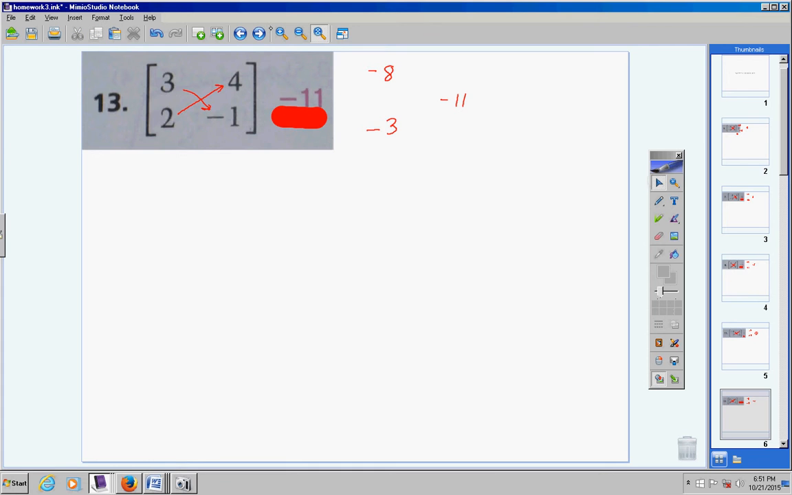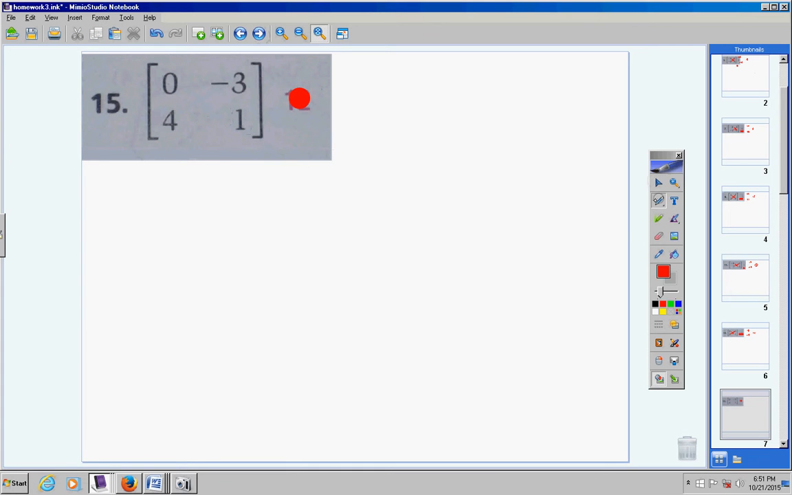Negative 11. Number 15. Let's multiply diagonally up. That gives you a negative 12, so we're going to put a positive 12. Always change the sign when you multiply up, and then when you multiply down, never change the sign. 0 times 1 is 0. We're going to combine those two numbers, and that will give us a 12. And the answer is 12. So the determinant of this 2 by 2 is 12.